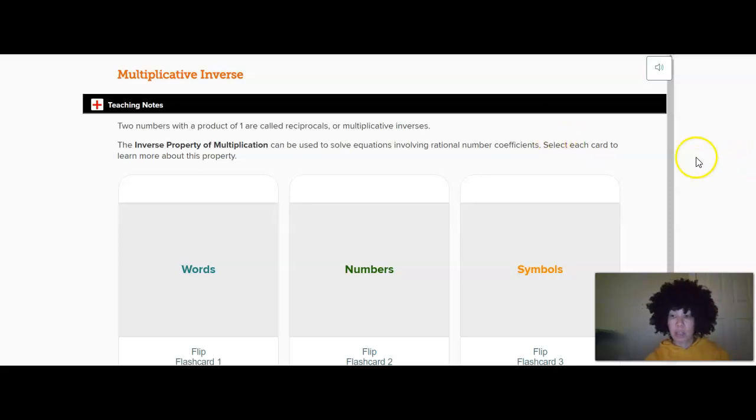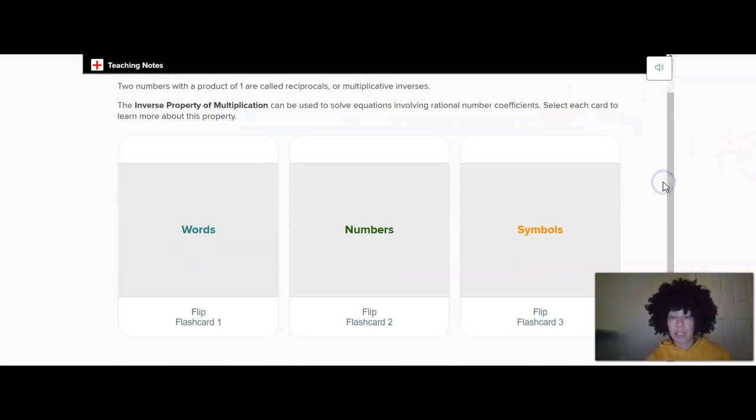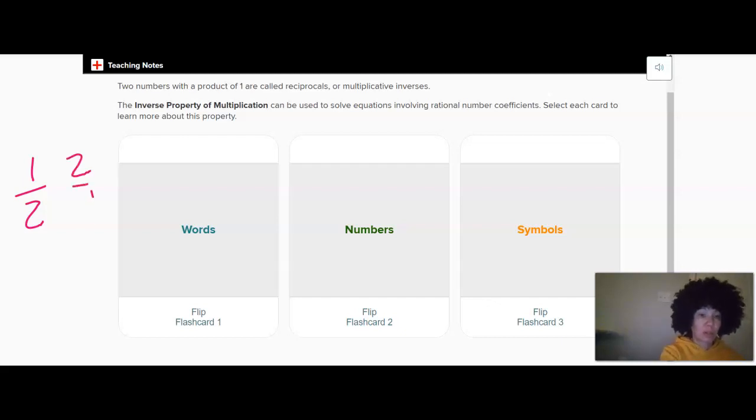So first of all, the reciprocal or multiplicative inverse, if the number is 1/2, then the multiplicative inverse, we just flip these, and it's 2 over 1.